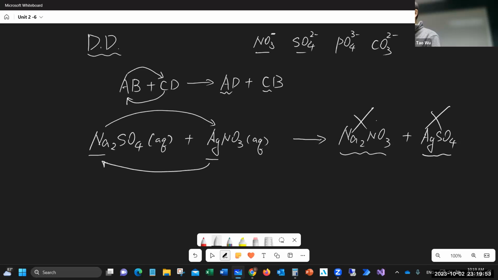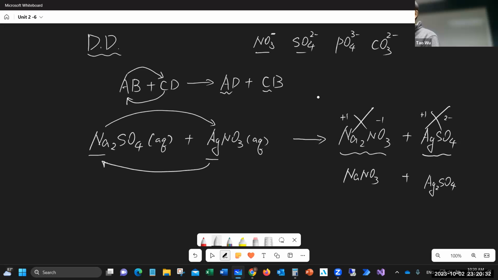We know nitrate is -1, sodium is +1 because it's a 1A group, so they're going to lose 1 electron. So +1 and -1, so we shouldn't have a 2 of sodium to balance this, right? So the correct formula should be just NaNO3. And the silver, again, silver is also +1, sulfate is -2. So the formula will be Ag2SO4. So those two are correct formulas, not the ones on the top.